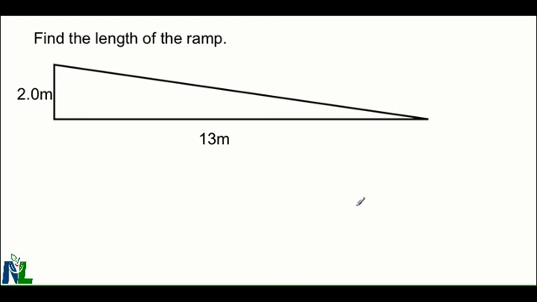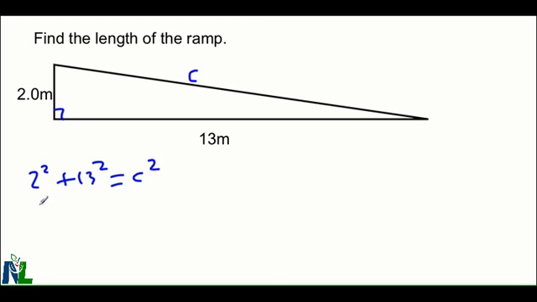Here I'm looking at the length of the ramp. So I have 2 and 13. And again, sometimes you kind of have to look at it and draw in your right angle. If you're given problems like this, you know that you're going to be using the Pythagorean theorem. So I am actually looking for c here. So here I would say 2 squared plus 13 squared is equal to c squared.